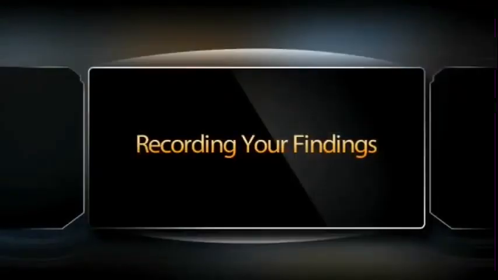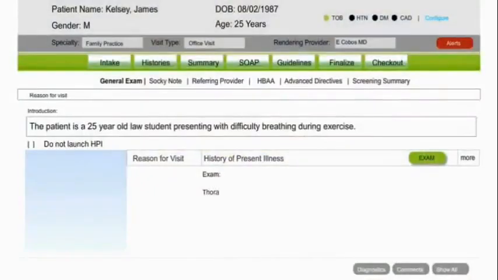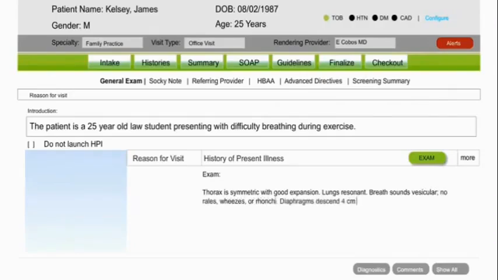Remember that a clear, well-organized clinical record employing language that is neutral, professional, and succinct is one of the most important adjuncts to patient care. Thorax is symmetric with good expansion, lungs resonant, breath sounds vesicular, no rales, wheezes, or rhonchi. Diaphragms descend 4 centimeters bilaterally.